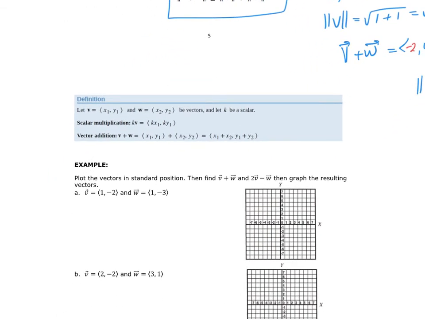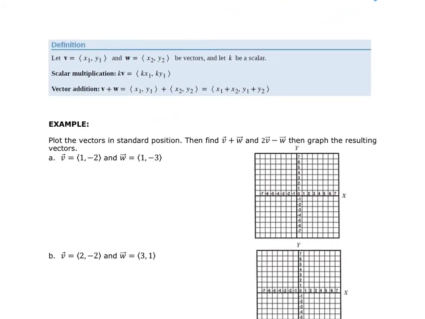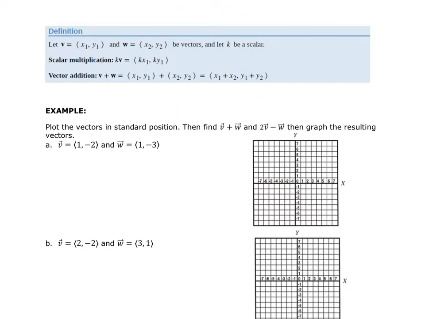Okay, so scalar multiplication just means that we multiply each component by whatever that scalar is, and when we're doing addition, we add components, and when we're subtracting, we subtract components. So first, let's go ahead and do the addition and subtraction as it's shown, and then we're going to do the graphing. So they want me to do v plus w, adding each component. I'm going to add the 1 plus 1, which is going to give me 2. And this -2 and the -3 is going to give me the -5.